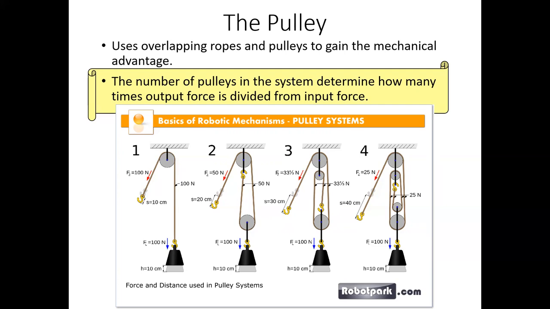For four pulleys, same thing. You got 100 newtons. I only put in 25 newtons. That's a fourth of it, but I have to pull 4 times as far.